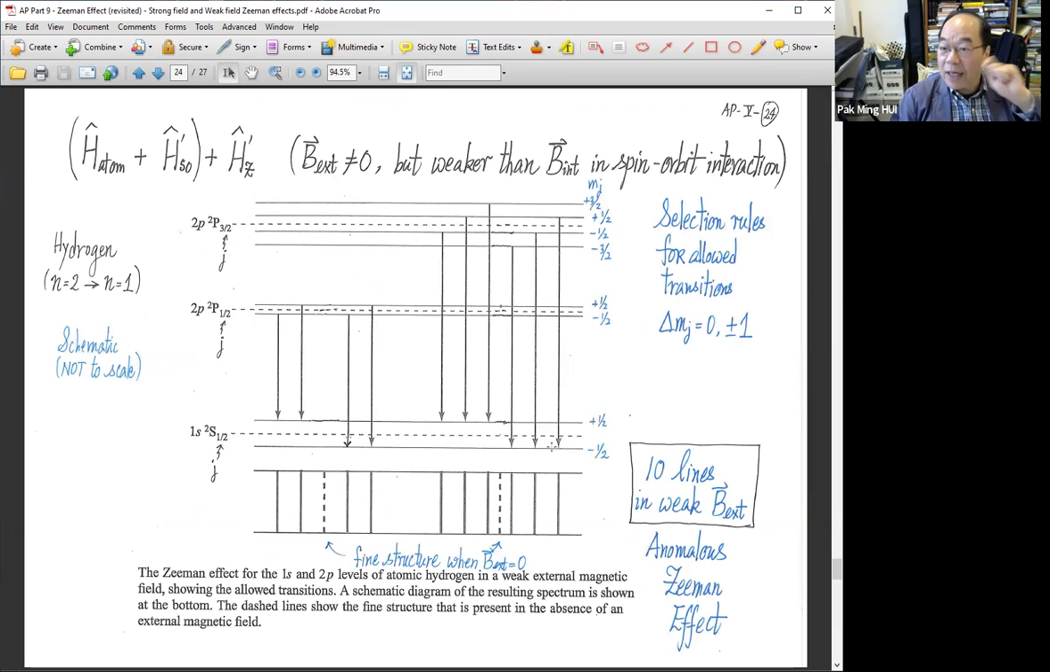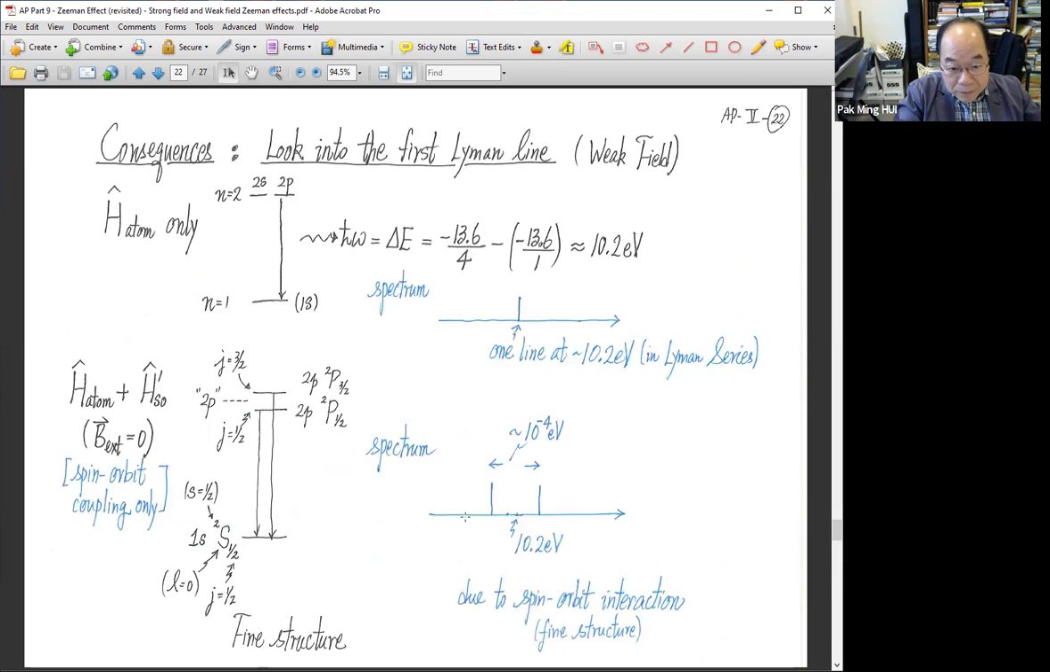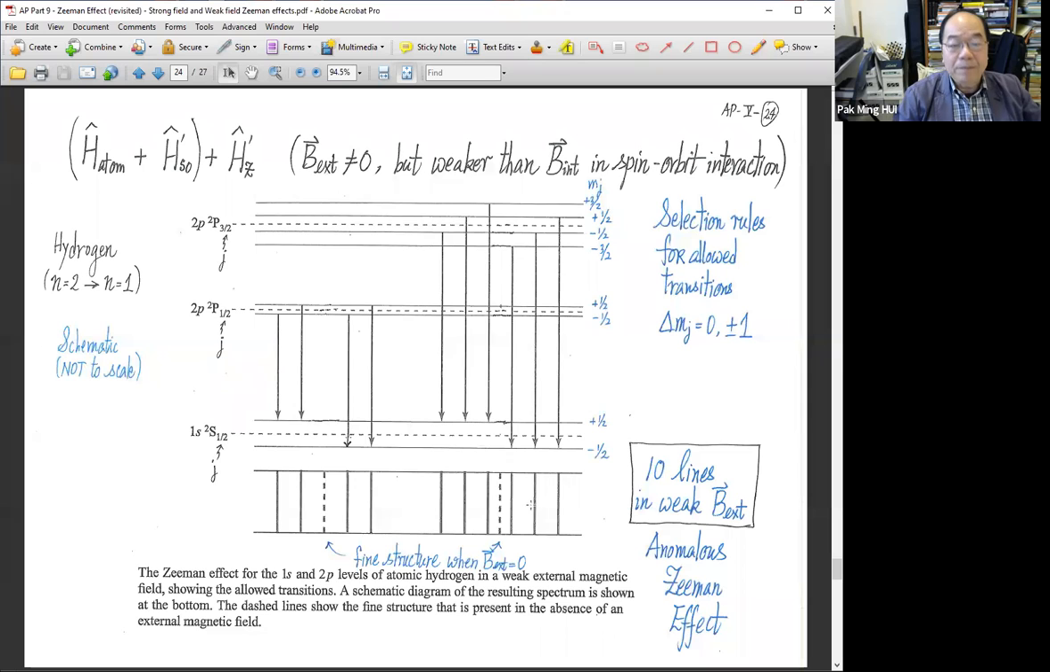Now, turn on the external field. It's weak. Actually, the effect is much smaller than I drew it here. I exaggerate the effect so that you can see it more clearly. What would be the effect? Before you turn on the external field, we have these two fine structure levels, the dashed lines here, this and that, okay? Now, these two dashed lines are the two here. All right? Now, let's look at the energy levels first.